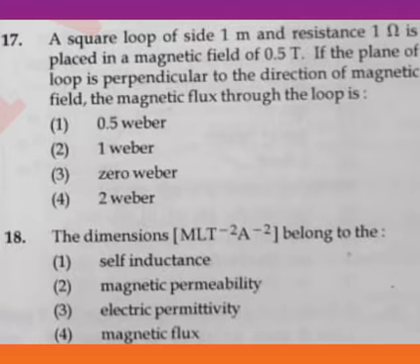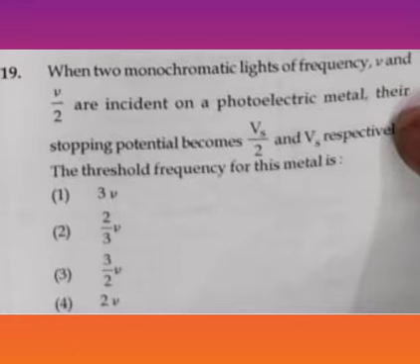Next, question number 19. When two monochromatic lights of frequency nu and nu by 2 are incident on a photoelectric metal, their stopping potentials become Vs by 2 and Vs respectively. The threshold frequency for this metal is: option 1, 3 nu; option 2, 2 by 3 nu; option 3, 3 by 2 nu; option 4, 2 nu. The correct answer of this question is option 3, 3 by 2 nu.